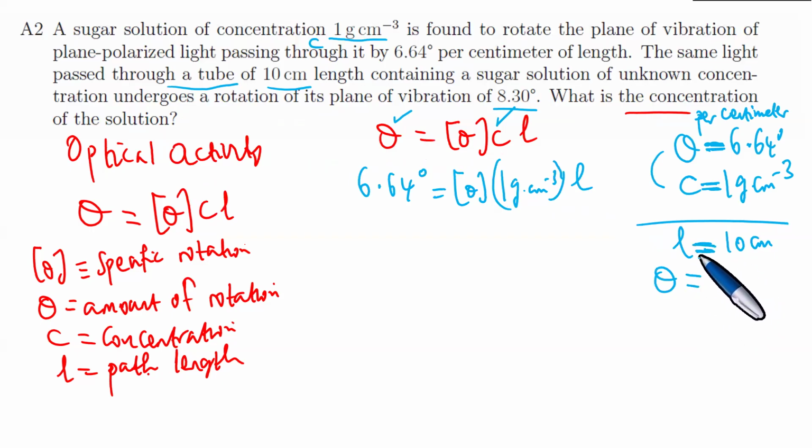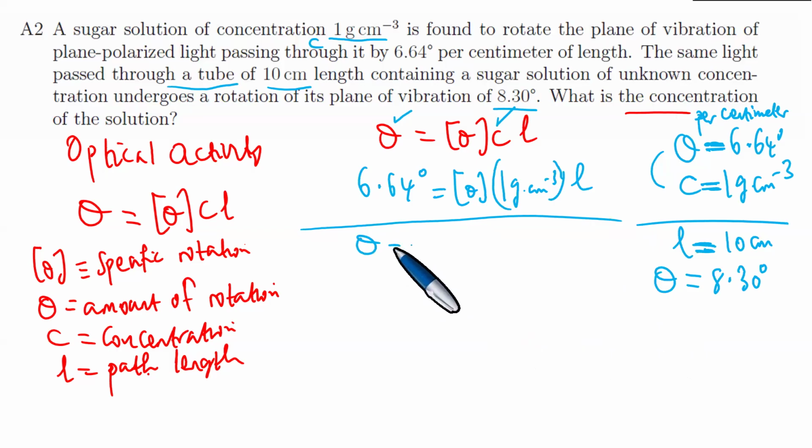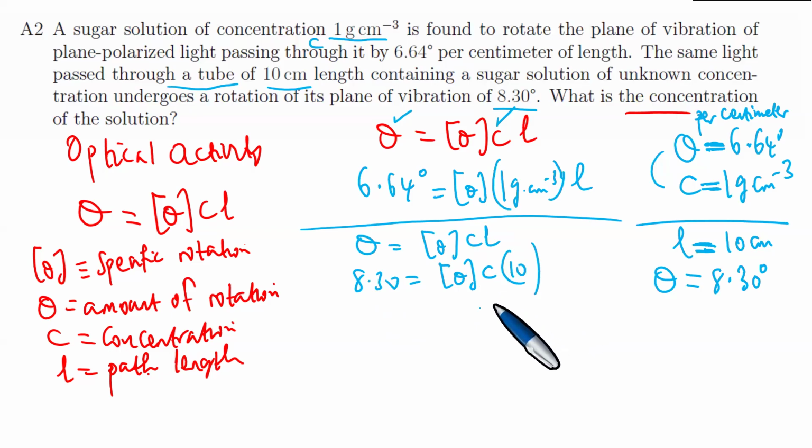So, which is 8.30, 8.30 degrees. Right. So what is the concentration of the solution? That's actually what we want here. So obviously at this point, you would then say in the second situation, you have theta is equal to this one, CL, until you have 8.30 theta, and then the concentration times 10, like this.